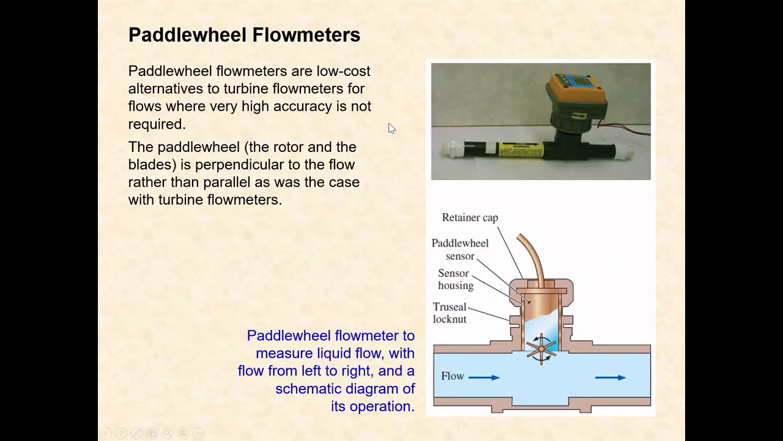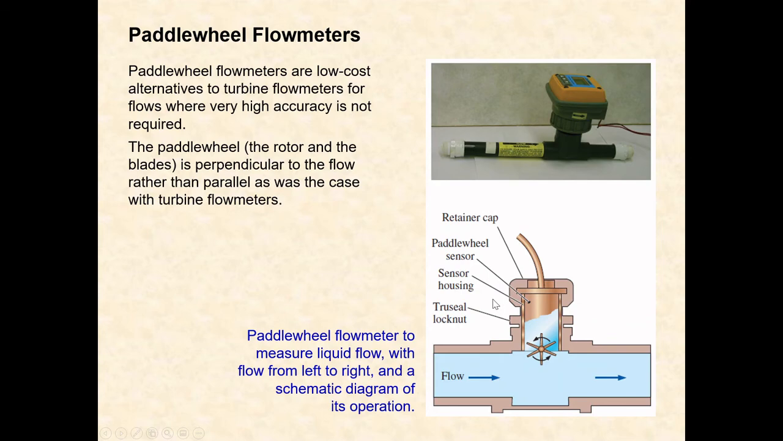This slide shows the paddle wheel flow meter. The paddle wheel flow meter is another alternative to the turbine flow meter. It is a low cost alternative for flow where very high accuracy is not required. So if you just want to measure the flow rate but not with very high accuracy, then a paddle wheel flow meter could be an alternative because it's cheaper. The rotor and the blades of the paddle wheel are perpendicular to the flow, rather than parallel, as was the case with the turbine flow meter.